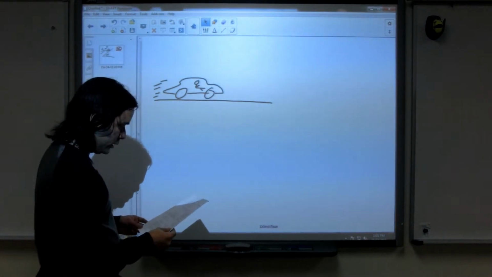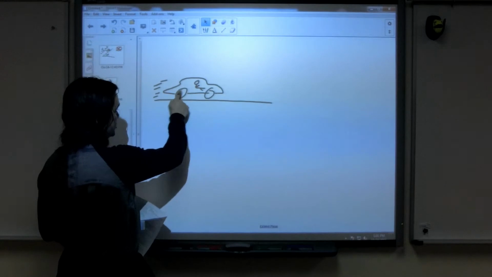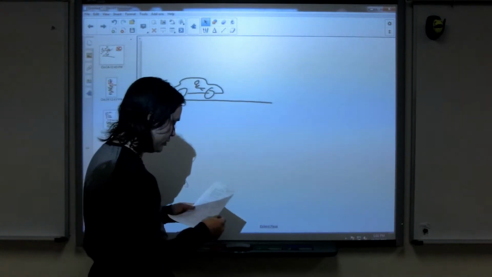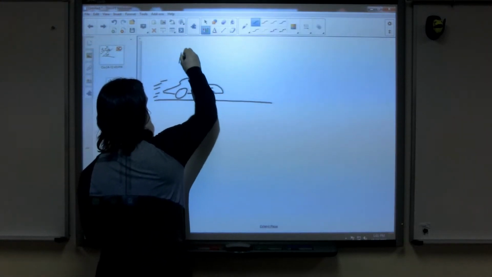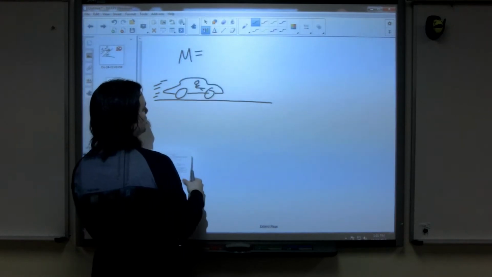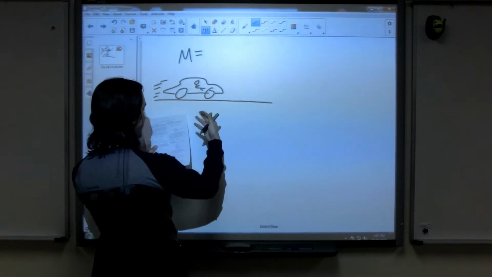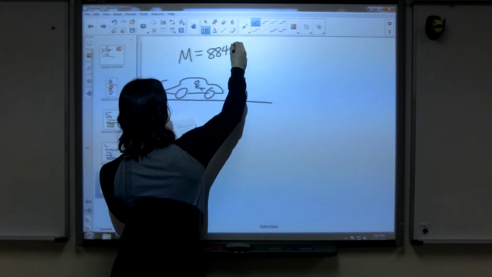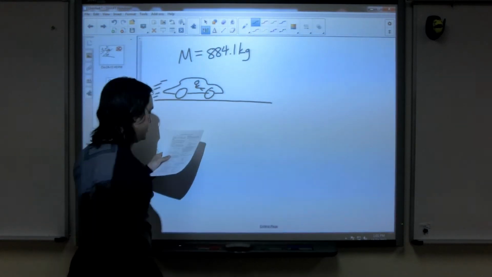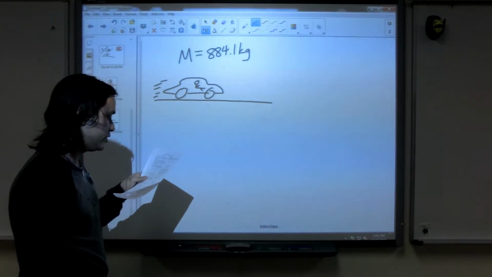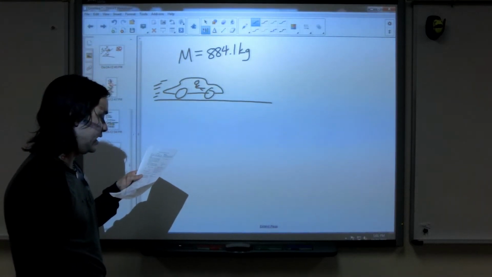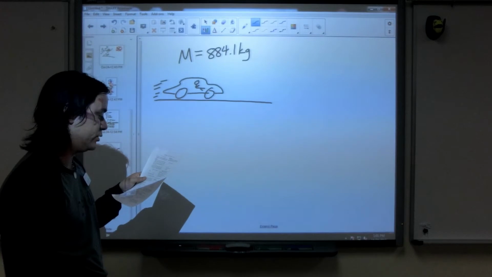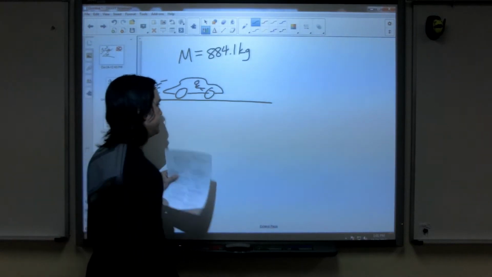I was never particularly good at art, but we have our dragster and we have a driver inside of it. Together they have a combined mass. I'm going to put that as a capital M, just so I know that that's the big mass involved here, and that is 884.1 kilograms. The dragster, starting from rest, attains a speed of 26.6 meters per second in 0.65 seconds.